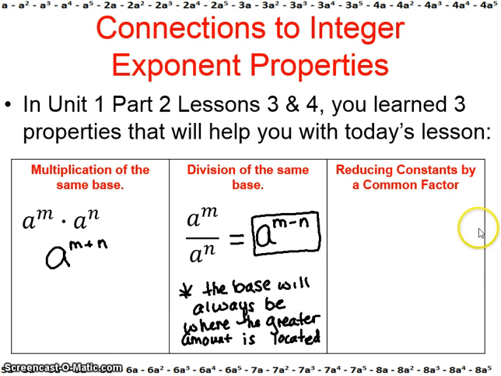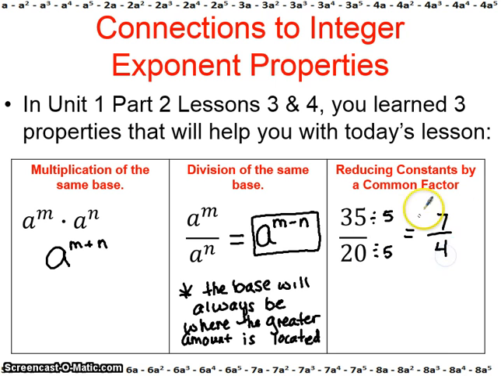And the last property that we learned about that will help us today is reducing by a common factor. So for example, if we have 35 over 20, we can see that both of these end with a 5 and a 0, so we can reduce them by 5. 5 is the common factor, the number that both will divide by, to get 7 over 4. So that's an example of reducing a constant by a common factor.